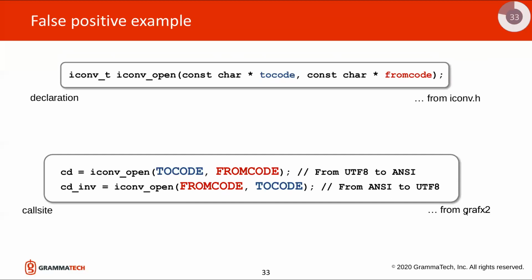To look at one such heuristic, consider this example. In the declaration of the function, to code comes before from code. Later, the developer calls this function in the correct order, that is, to code comes before from code, immediately followed by a call in the swapped order where the from code comes before to code. It is a fairly common pattern to call a function in both the correct and the swapped order close by to each other. In such cases, we assume the developer probably knows what they're doing and filter out this detected swap as a false positive.